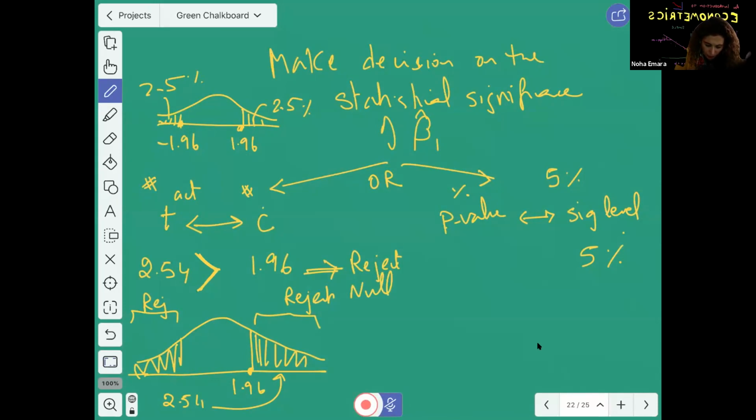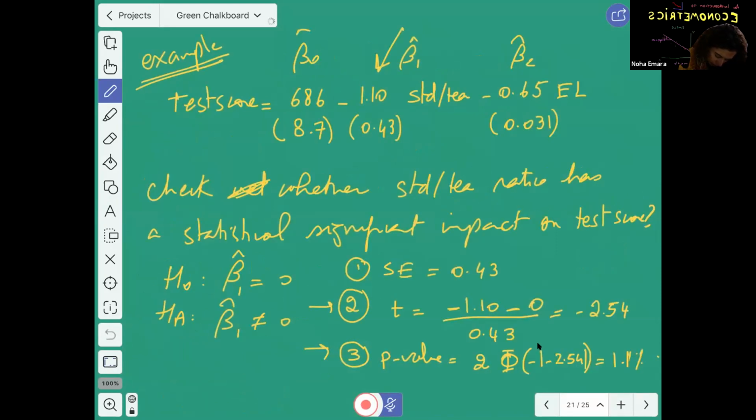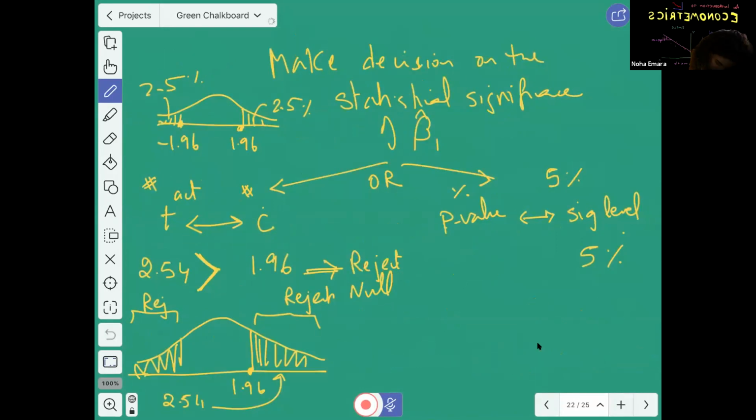And if I reject the null, what is the null hypothesis? Let's go back here. This is the null. I'm rejecting the null, accepting the alternative. This is very important because many students get confused with this point. So I'm rejecting the null that beta hat 1 is equal to 0, right? And accepting the alternative. So your conclusion is beta hat 1 is not equal to 0.